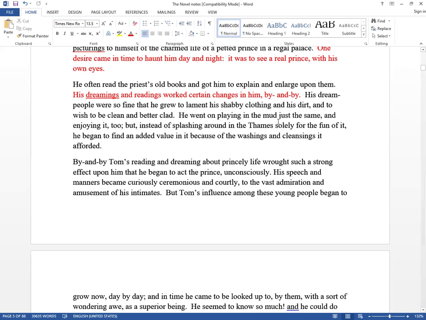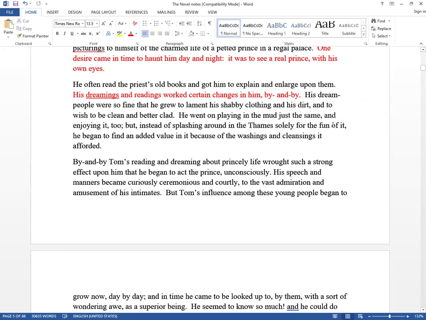He went on playing in the mud. In the mud means in the water. He went to play in the water and enjoyed it. But instead of splashing around, playing in the Thames. Now the Thames is the famous river in London. Now every day Tom goes to this river with other boys to play.